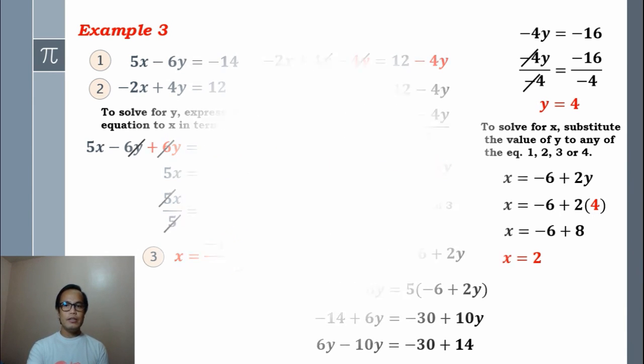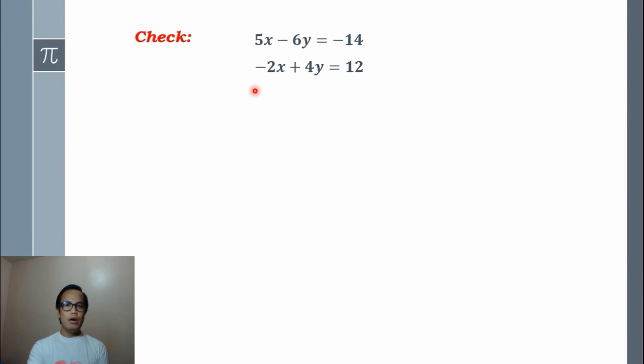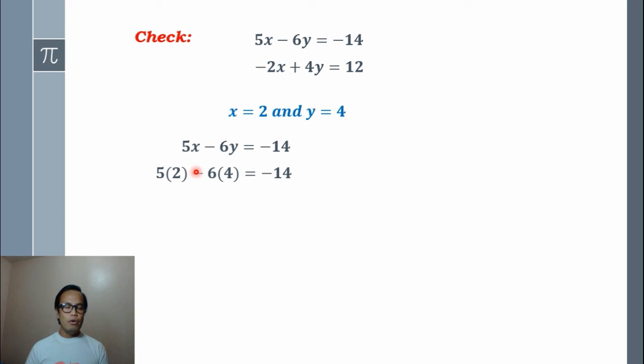So to check if this is correct, let us proceed to our original equations, which are 5x minus 6y equals negative 14, and equation 2, negative 2x plus 4y equals 12. The values are x equals 2 and y equals 4. So we will start from equation 1. Substitute. We have 5 times 2, our x is 2, and negative 6 times 4, the y is 4. Then 5 times 2 is 10, negative 6 times 4 is negative 24. So 10 minus 24 is negative 14, which is equal to negative 14. We got a balanced equation for equation 1.